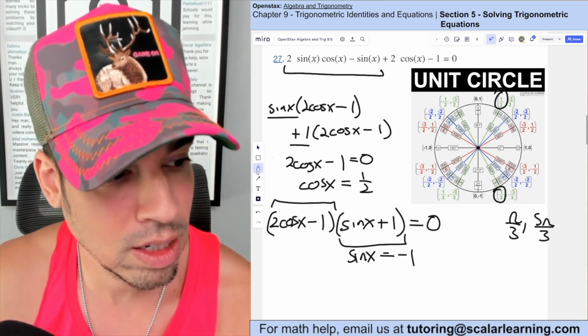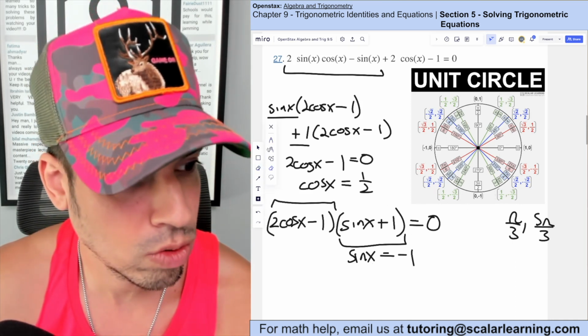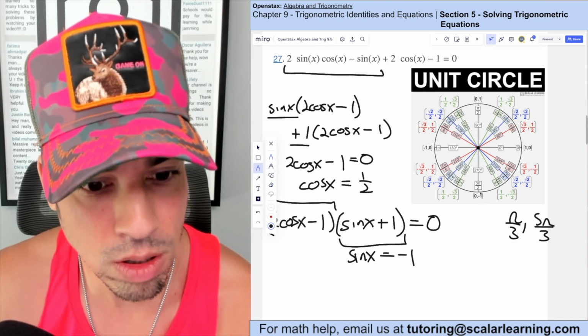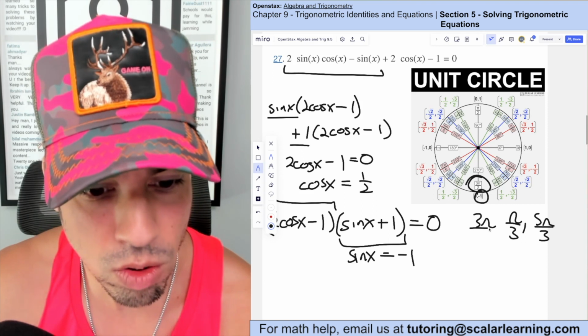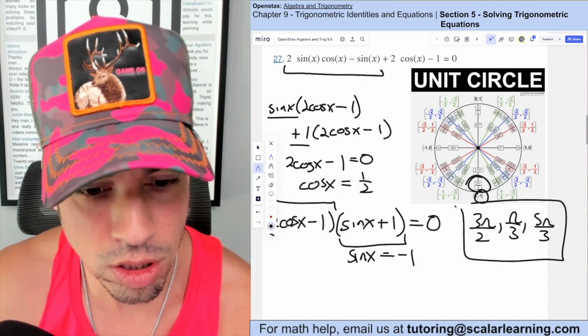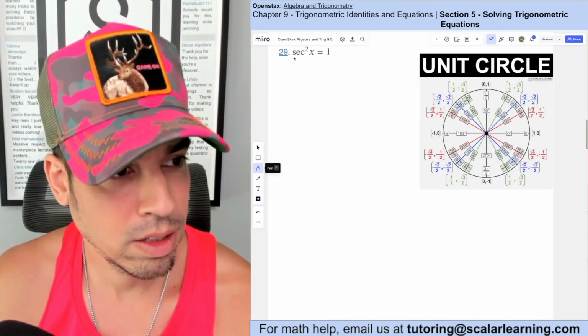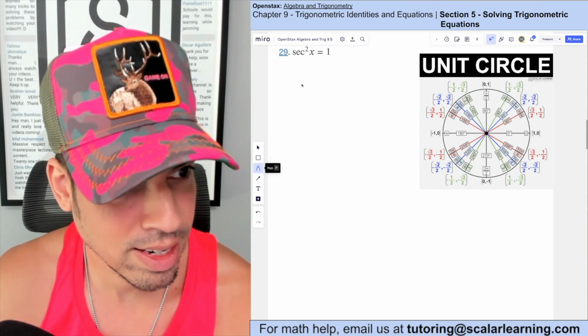And sine is related to the y values on the unit circle for these coordinates. So where do I see -1? Right here, one spot. And that's an angle of 3 pi over 2. So these are the three solutions. Done.